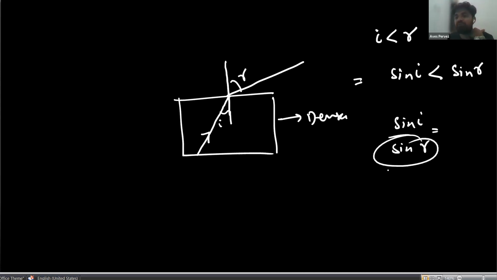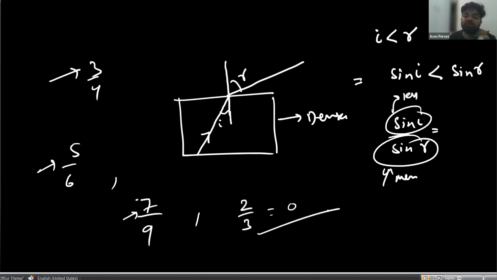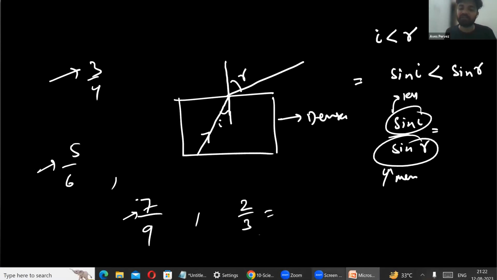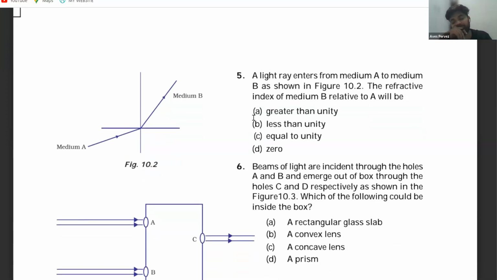Why? Because this is the more value, this is the less value. If I have 3 by 4, 5 by 6, 7 by 9, 2 by 3, if the numerator is smaller, then the value will be less than 1. It will be in decimals. Got it? Now tell me what should be the correct answer for question number 5.